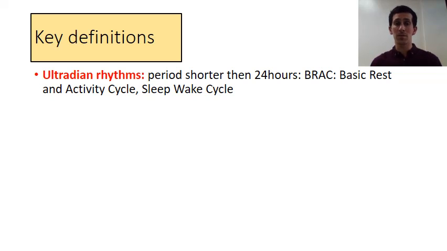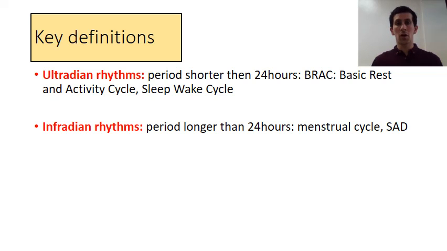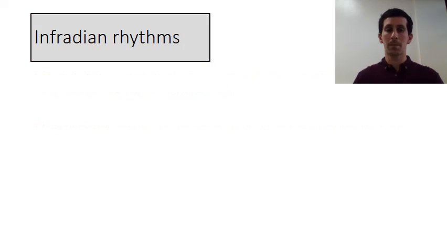So ultradian rhythms have a period shorter than 24 hours, and we've got the basic rest and activity cycle and our sleep-wake cycle that fall under ultradian rhythms. We've also got infradian rhythms. These have a period longer than 24 hours, such as the menstrual cycle or seasonal affective disorder.